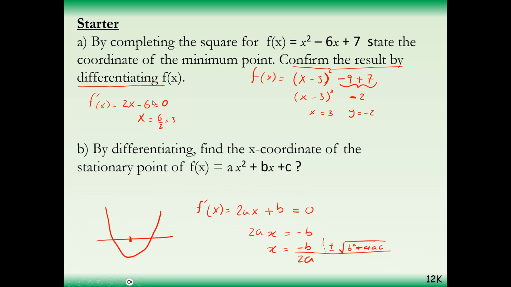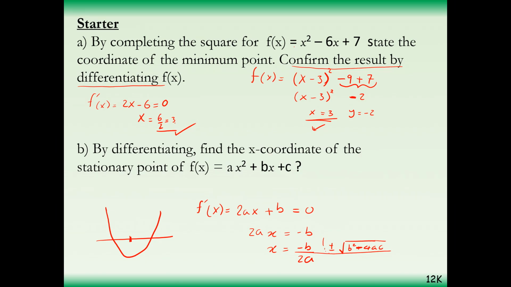I've differentiated this on the left side here, and setting the derivative to 0 also gives us x equals 3. So these two values check out. Notice we now have two ways of finding the turning point. Not only by completing the square, we can confirm the result by differentiation and getting the same value.